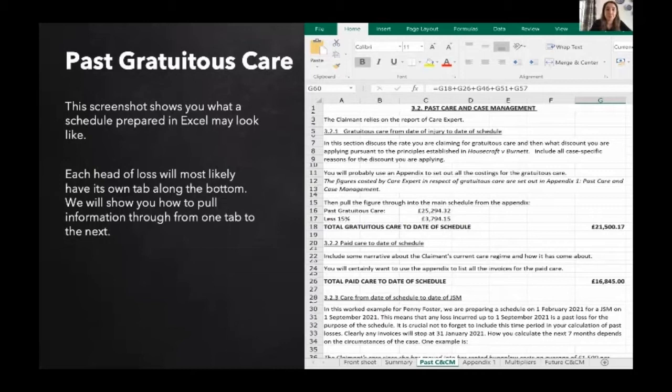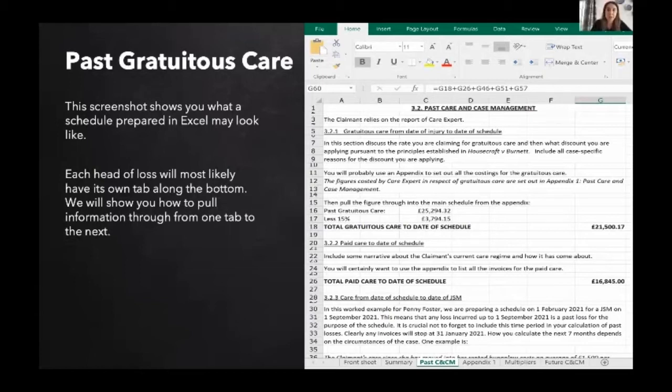Yes, this slide is simply a screenshot of what your spreadsheet might look like when you are actually in Excel preparing it yourself. I want you just to note the bottom tabs where it says front sheet, summary, past care and case management, appendix 1, multipliers and future care and case management, just to show that each head of loss will have its own tab in your Excel document.